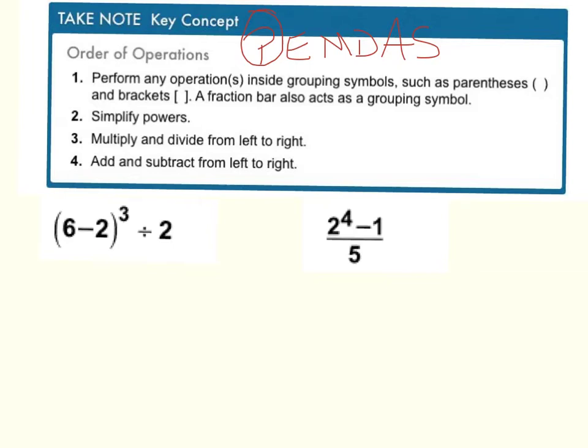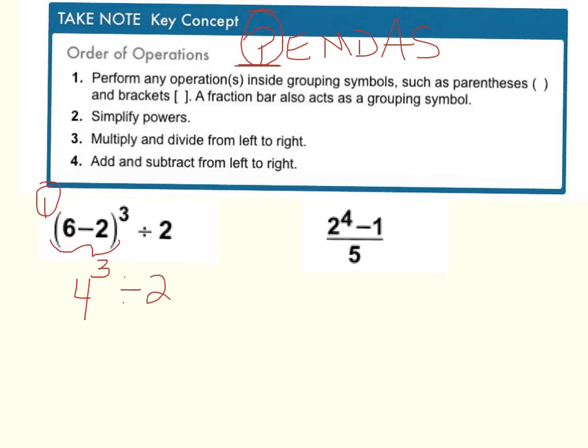Okay? So on the first one here, we have 6 minus 2 to the 3rd power divided by 2. So if we look, are there any grouping symbols? Okay, yes, it's 6 minus 2, so we need to do that. 6 minus 2 is 4, and I'm going to bring down everything I did not use.